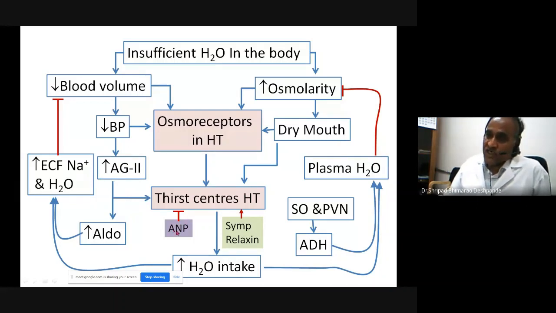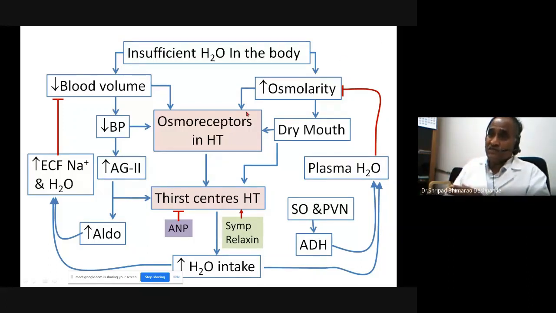Now I have two hormones here, the atrial natriuretic peptide, because if there is an increased atrial stretch, that would try to suppress the thirst center, because there is too much water. Say for example, I'm talking about not insufficient, but a greater amount of water. In that case, the atrial natriuretic peptide tries to inhibit the thirst center. So this is one component. I have mentioned sympathetics and relaxin, which would excite the thirst center so that water intake is enhanced. Sympathetics also produce the dryness of the mouth.